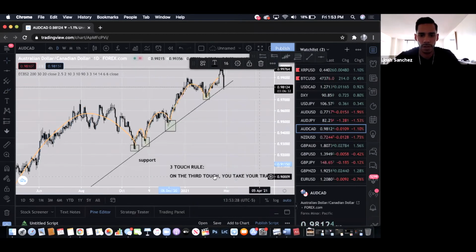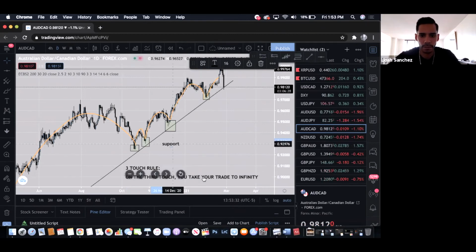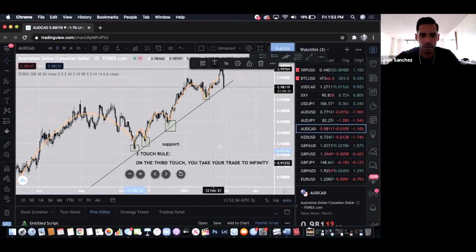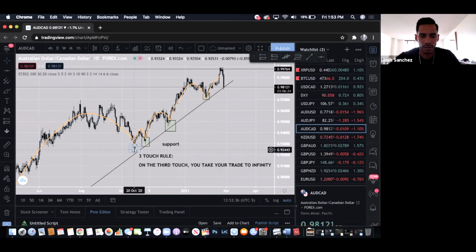On the 3rd touch, you take your trade to infinity. So we have the first touch, I wouldn't take the trade yet. The second touch, I wouldn't take it yet. The 3rd touch, take the trade. 4th touch, take the trade. 5th touch, take the trade.